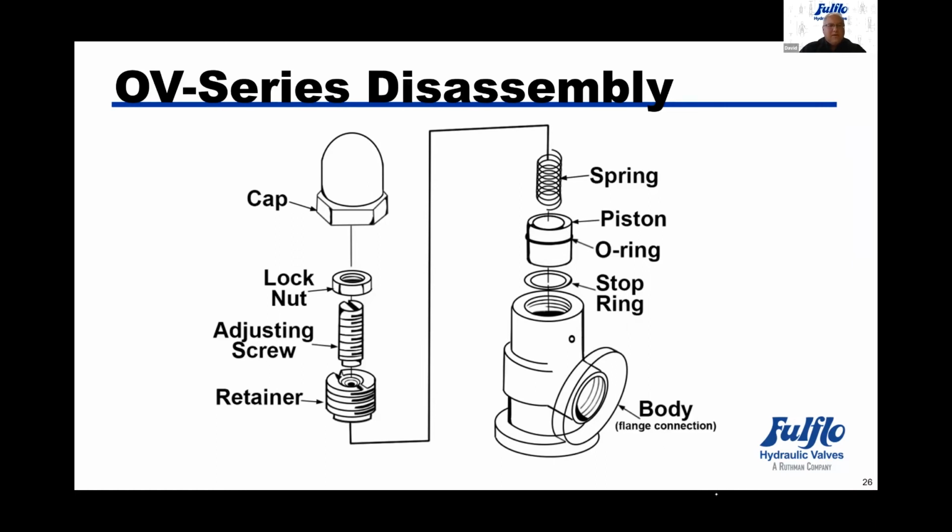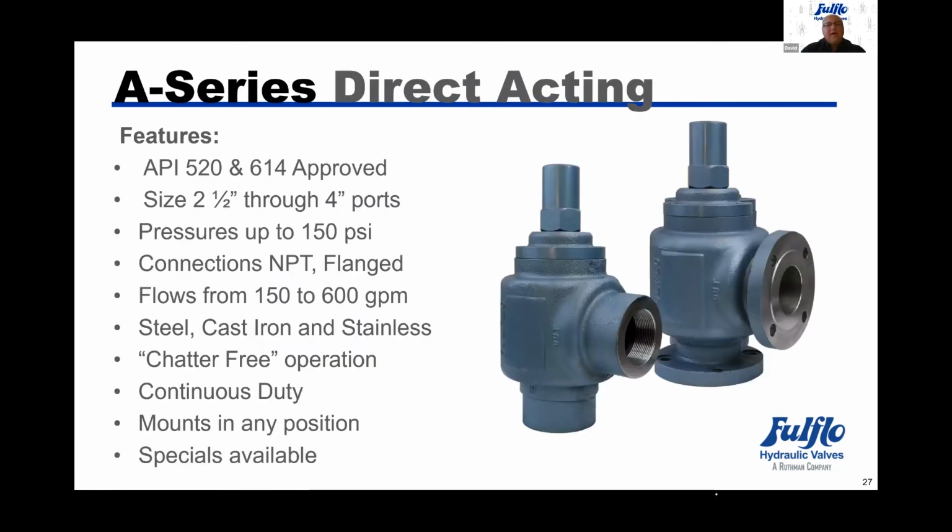The size 2.5 and 3 inch and 4 inch valves are the A series. So when you exceed the flow capabilities of the V series, the FV, and the OV, the next sizes up are the A series valve. All of our valves are really the same. It determines what the flow capacity is, determines what size or series you would get yourself into.